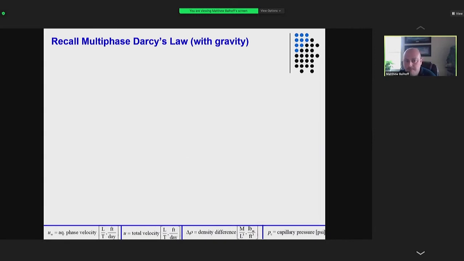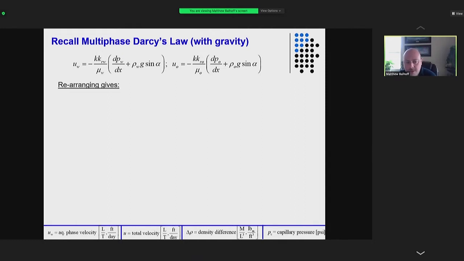So let's recall multi-phase Darcy's law. And this is something we did last time. So the water velocity is given by Darcy's law on the left and the oil velocity on the right. It does include relative permeabilities. That's what makes it a multi-phase form of Darcy's law. It does include gravity. This is a 1D equation, but it does include a dip angle of alpha. And then if we want to be very general about it, PW is not necessarily equal to PO. The difference is the capillary pressure. Although I have an example later today that I'll say that the capillary pressure is zero.